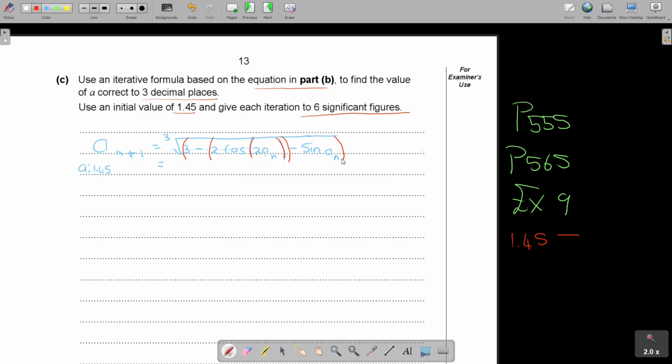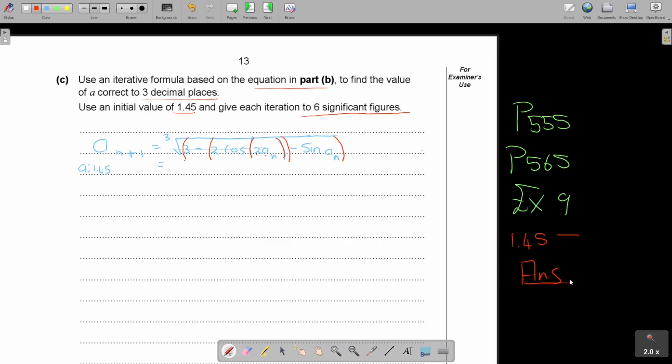But now, let's start. First say 1.45 equals. Now it's in your calculator. Then I'm going for the cube root. So I say shift x3. Now I'm at the cube root. Then I'm going to open the bracket here. And then I say 3 minus, again another open bracket, 2 multiply cos, another open bracket, 2 multiply, and now I just say answer.